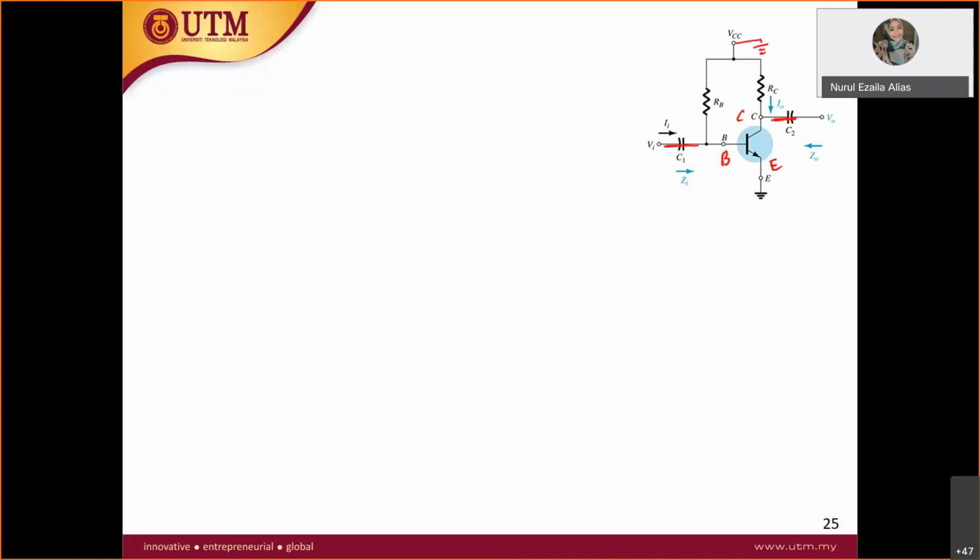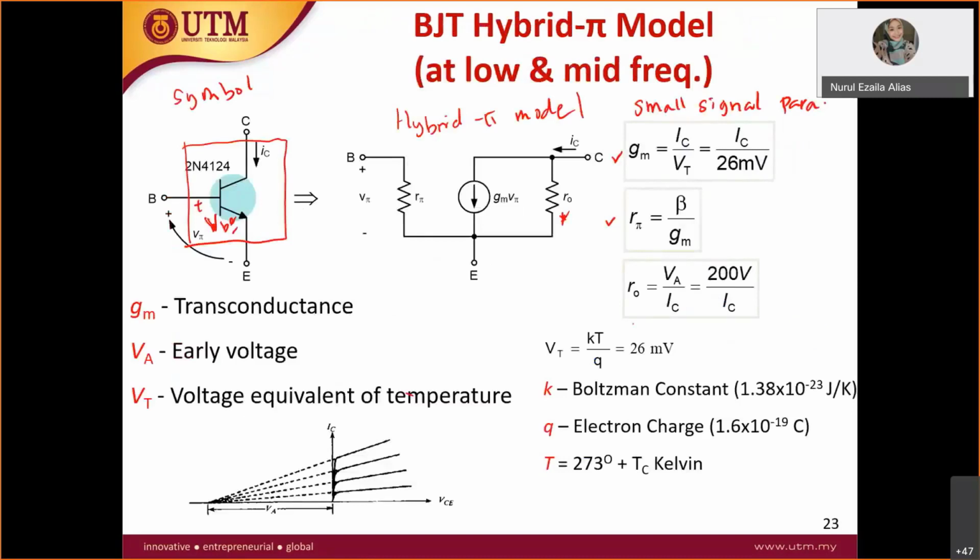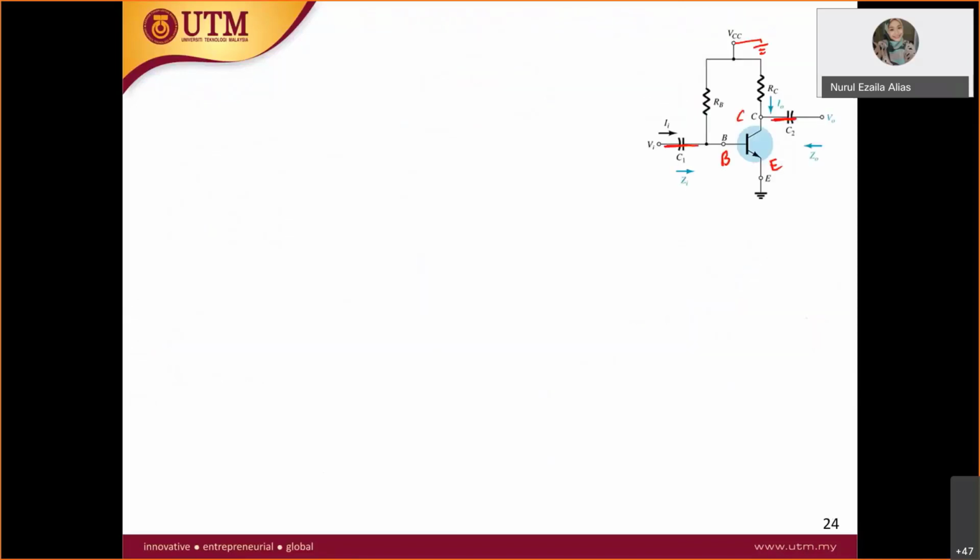The first step is to draw your hybrid pi model. What is your hybrid pi model? Look at the circuit here. From base to emitter, you have r pi. From collector to emitter, you have gm v pi and r naught. You draw that first. So you have your r pi. This is the AC equivalent circuit.